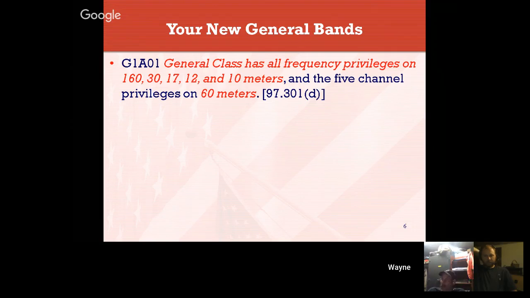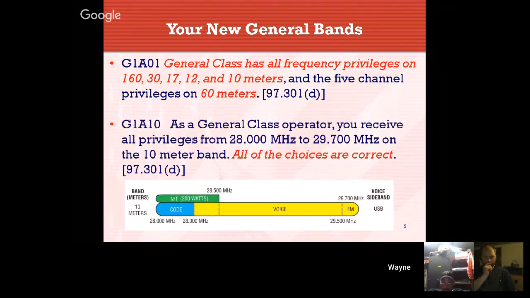When you get into like 80 and 40 meters and 20 meters, and 15, there are segments that are still set aside for those that have privileges with the advanced class and the extra class licenses. A general class operator, you receive all privileges from 28 to 29.7 on the 10-meter band. So all the choices that you have are correct for this particular question.